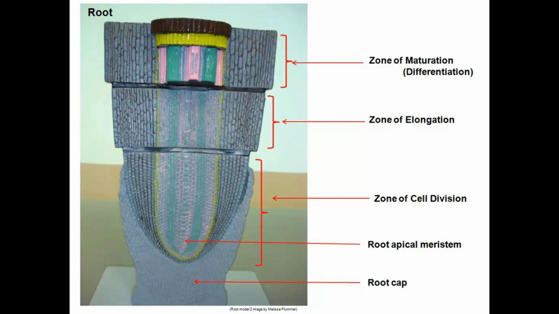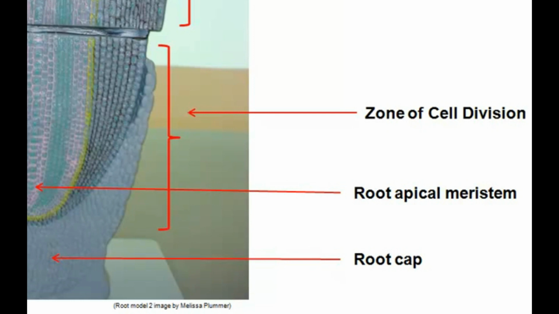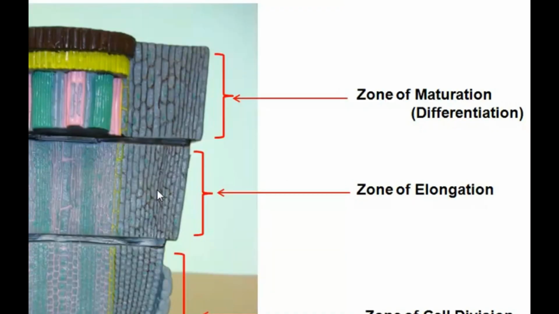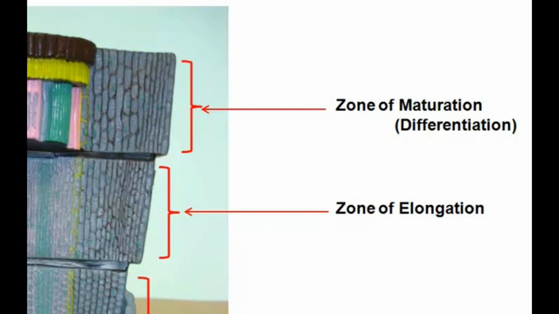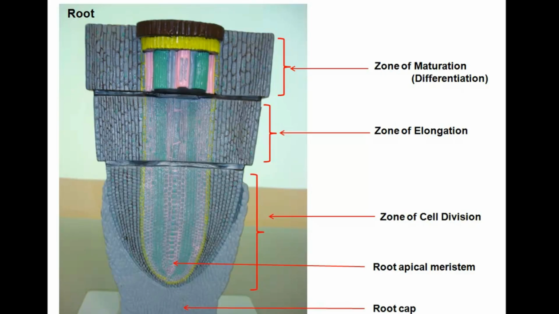This area is known as the zone of cell division. Cells that were laid down earlier here in this zone is known as the zone of elongation, where cells lengthen and push the root tip further down into the soil. Cells in the zone of maturation, which you may also hear termed the zone of differentiation, complete their development and specialization, and they now are either dermal, vascular, or ground tissues.